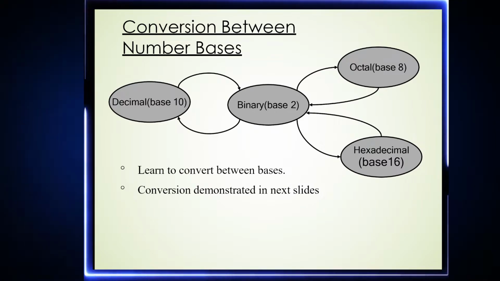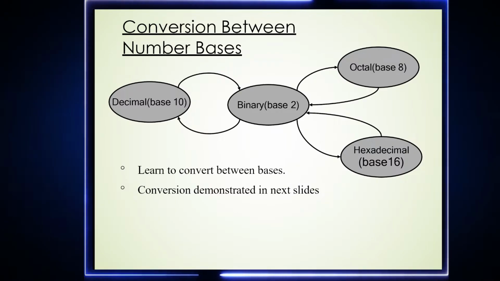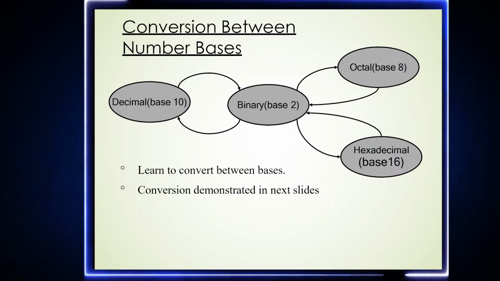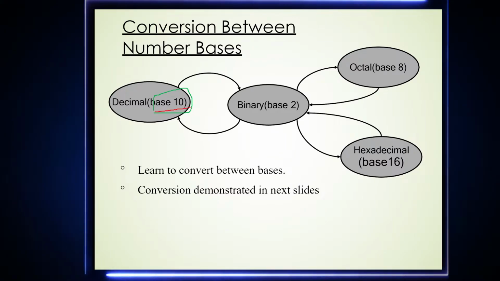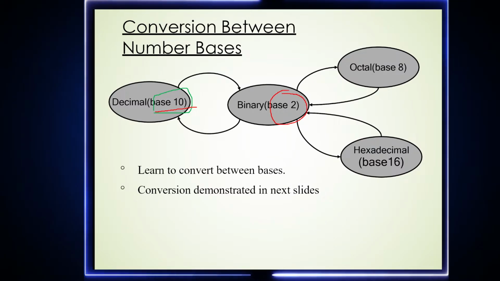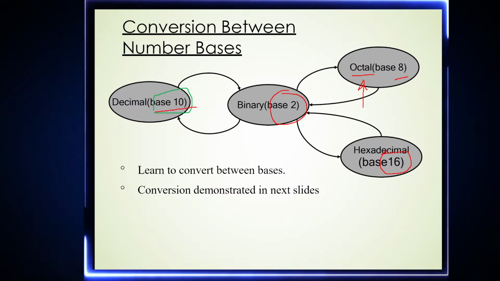Now let's look at this. Yes, I have already shown you an example of how to convert decimal to binary. This is just a simple graph that is telling us how the base would change, right? So decimal number system has the base 10. Binary number system has the base 2. Octal number system will have base 8, and hexadecimal will have base 16, right?